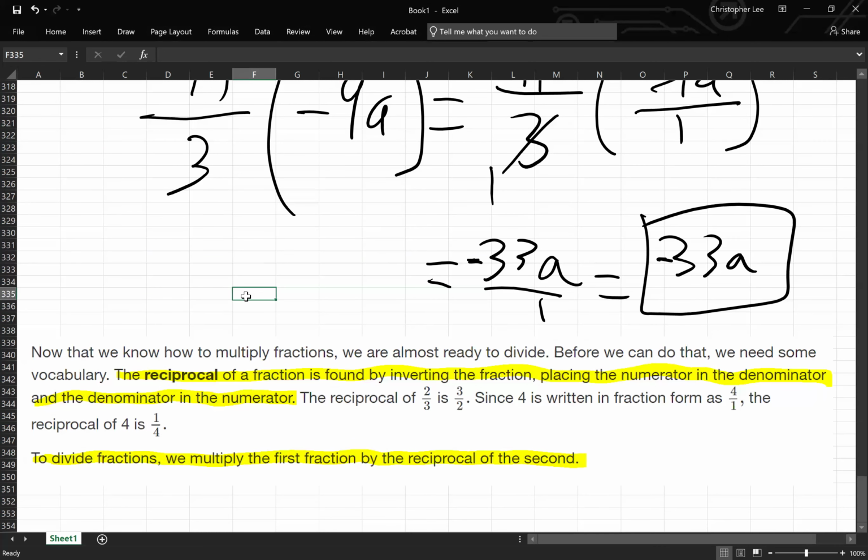So now that we know how to multiply fractions, we are almost ready to divide. Before we can do that, we need some vocabulary. The reciprocal of a fraction is found by inverting the fraction, placing the numerator in the denominator and the denominator in the numerator. The reciprocal of 2 over 3 is 3 over 2. Since 4 is written in fraction form as 4 over 1, the reciprocal of 4 is 1 over 4. To divide fractions, we multiply the first fraction by the reciprocal of the second. That's it.